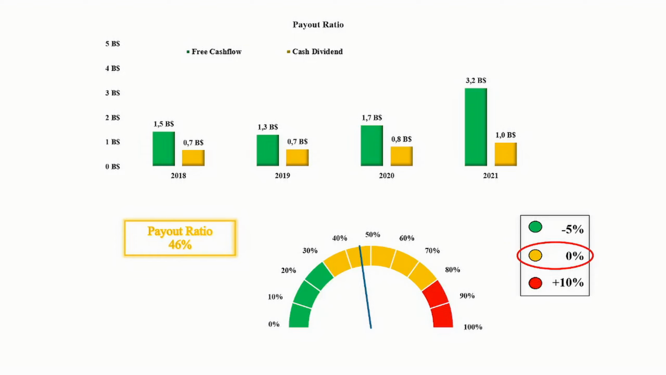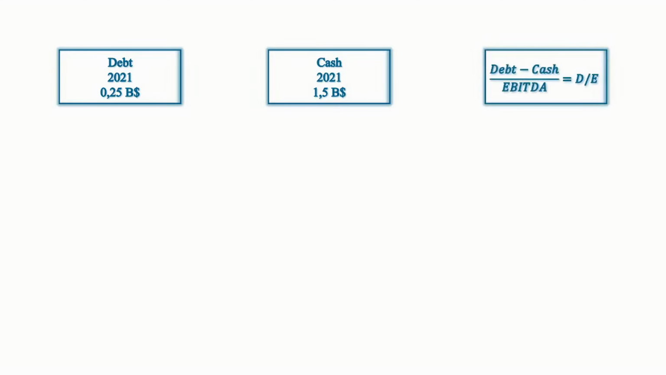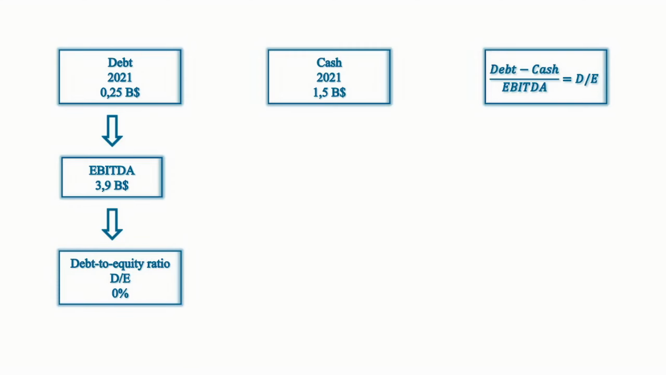Next, I'll take a look at the debt situation. The company has a debt of $0.25 billion and $1.5 billion in cash. When the cash gets subtracted from the debt, and this value then gets divided by the EBITDA, the debt to equity ratio is found. The EBITDA is currently at $3.9 billion. But since the company has more available cash than debt, the debt to equity ratio becomes zero automatically. The debt can't be negative, therefore the numerator becomes zero, and the fraction becomes zero if the numerator is zero.